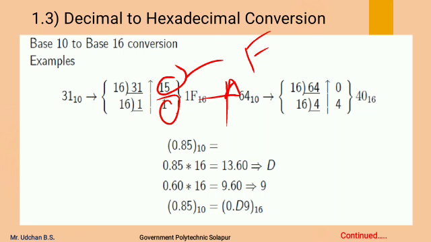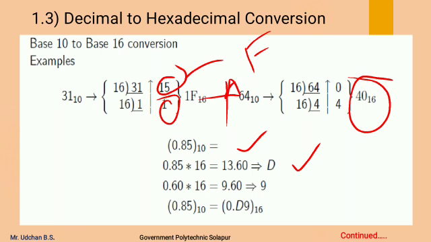In the second example, 64 is divided by 16 to get its equivalent hexadecimal number, that is 40. In the third example, 0.85 is a fractional decimal number. To get the hexadecimal number, we are going to multiply it by 16. After the first multiplication, we will get the result 13.6, from which 13 is the integer part. Write it aside, that is 13, which can be written as D.